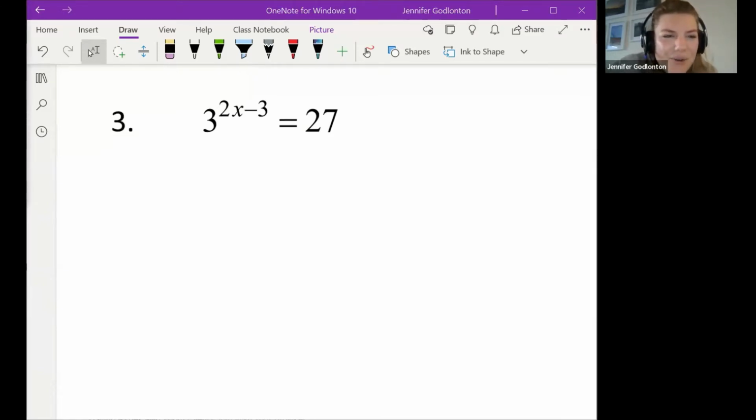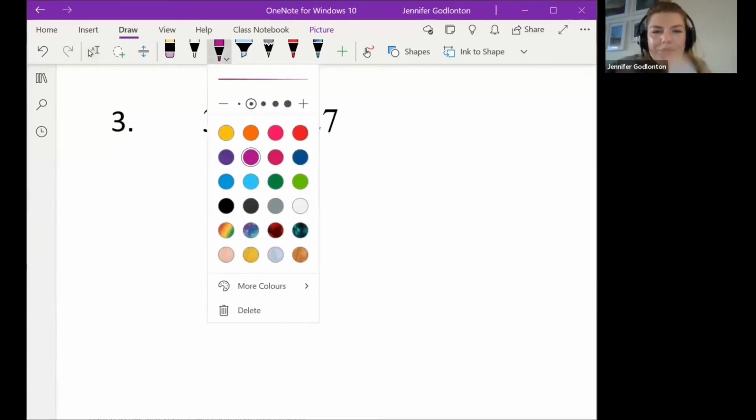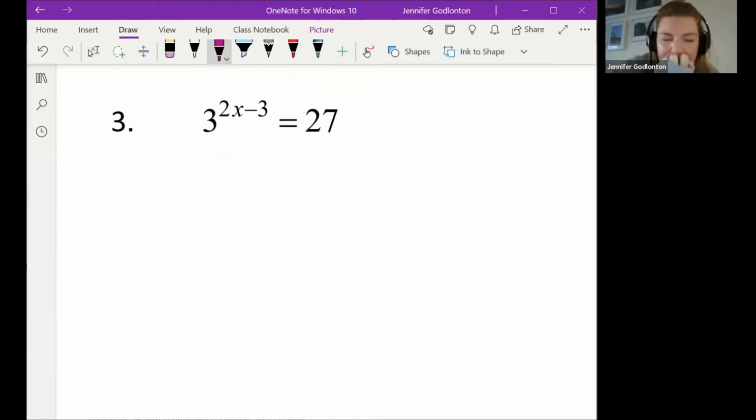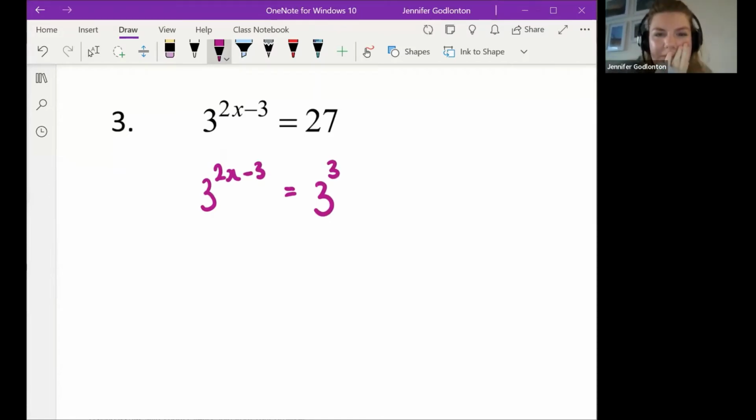Sana, can you talk me through how to do this one? Yes, ma'am. So first the bases need to be the same. Good. So 27, the base can be 3 to the power of 3. Good. And then since the bases are the same, you can cancel the bases out. So you'll be left with 2x minus 3 equals 3.